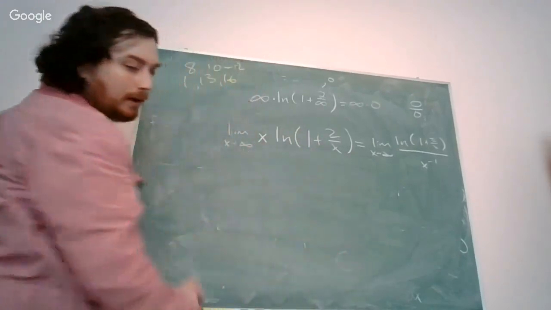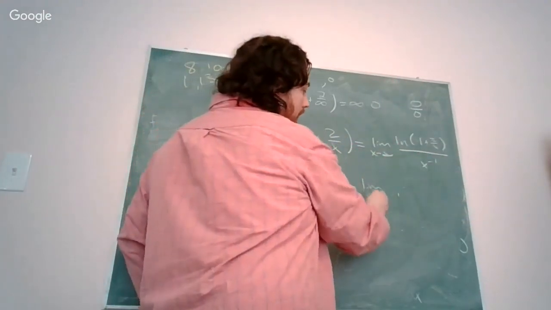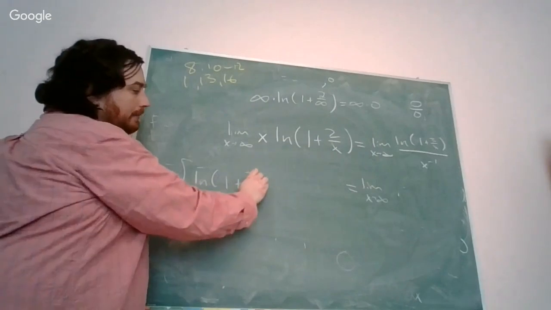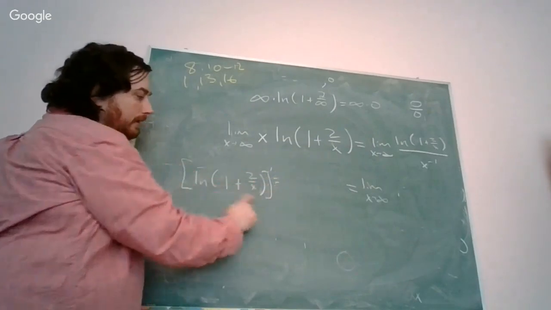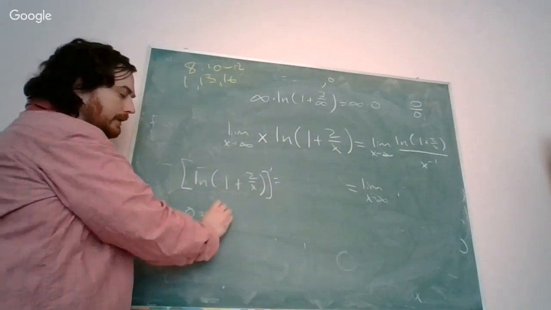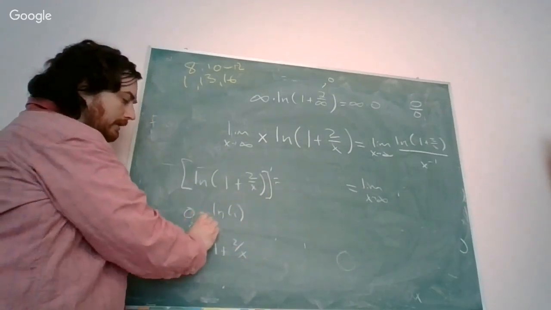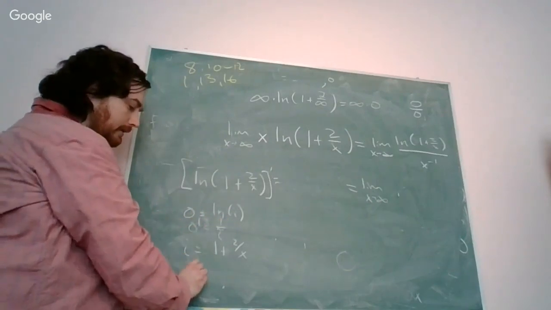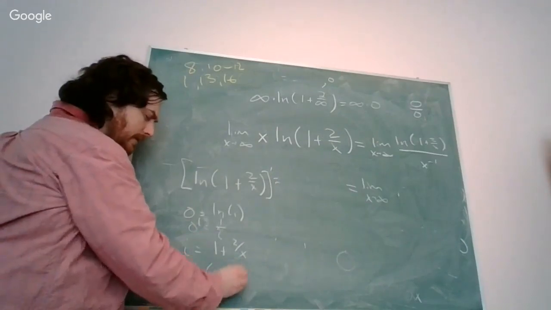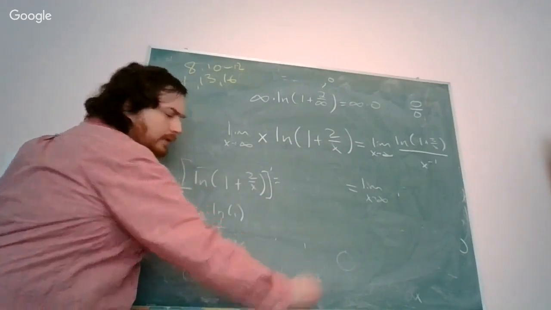Now, going back to the original problem, we now have, again, a 0 over 0, so we use L'Hopital's rule. So now we need to take derivatives. I'm going to go off to the side and do these because these are complicated enough that it's worth it. So the derivative of natural log of 1 plus 2 over x is a chain rule. My outside function is natural log of I. My inside function is 1 plus 2 over x. So the derivative of the outside is 1 over I. And the derivative of the inside is the derivative of 2 over x, which is the derivative of 2x to the negative 1, which is negative 2x to the negative 2.